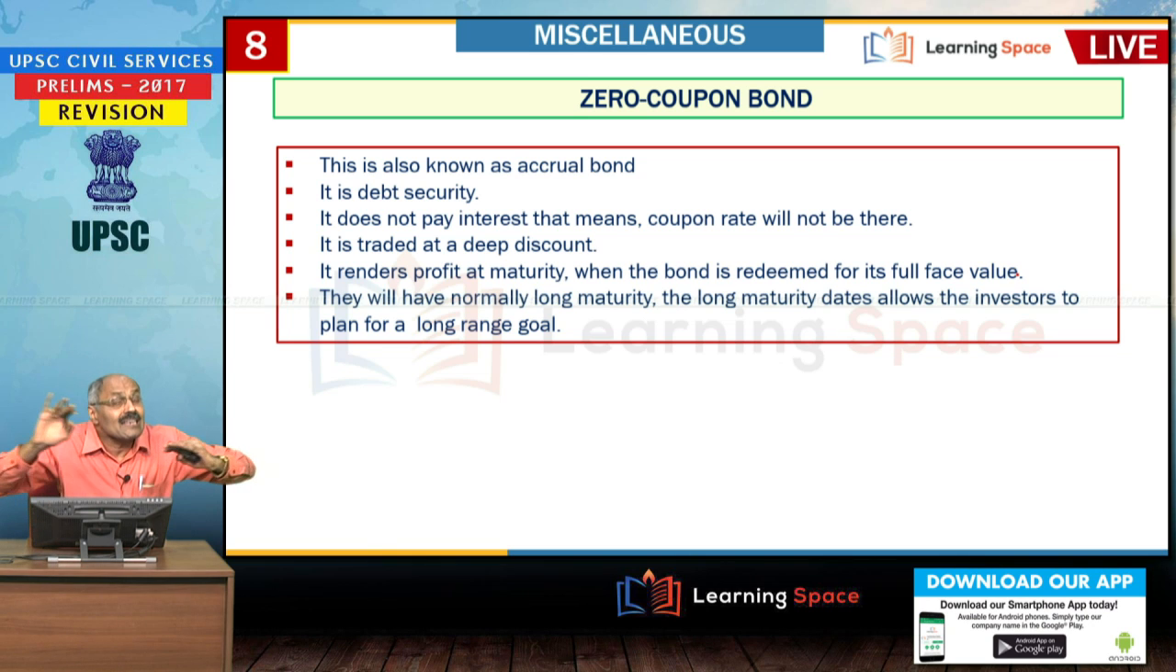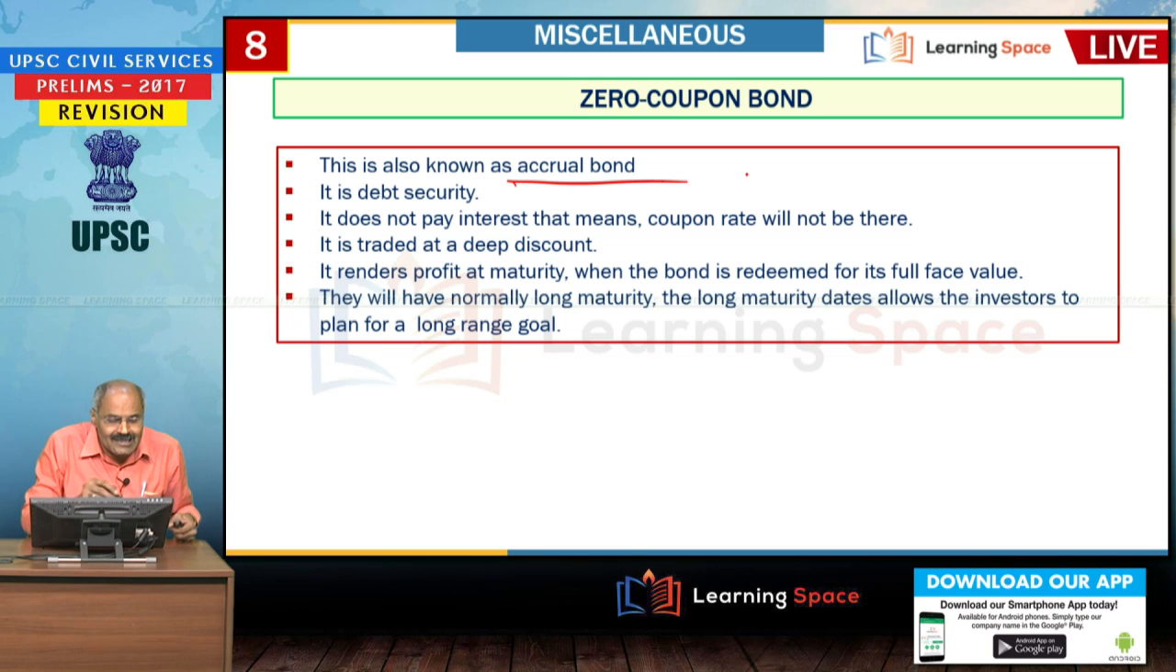I will not be paid any interest, and I am purchasing it today for 1 lakh, and I will get 3 lakhs by the end of the period or 2030. So, it is also known as accrual bond. It is a debt security. Please understand, between equity and debt, it does not pay interest. That means coupon rate will not be there.